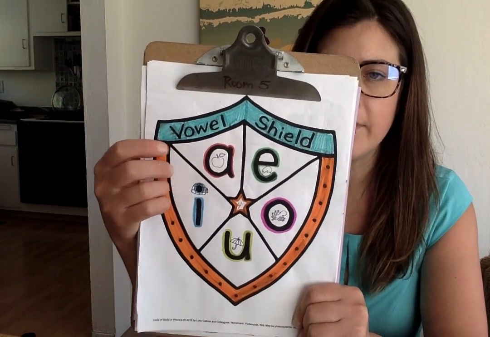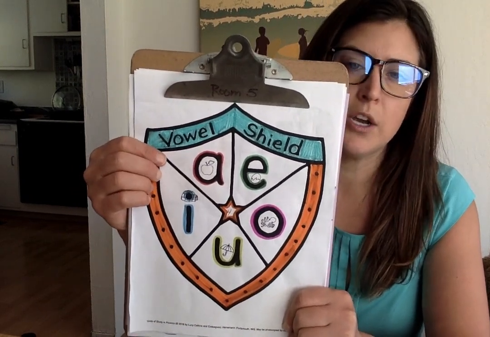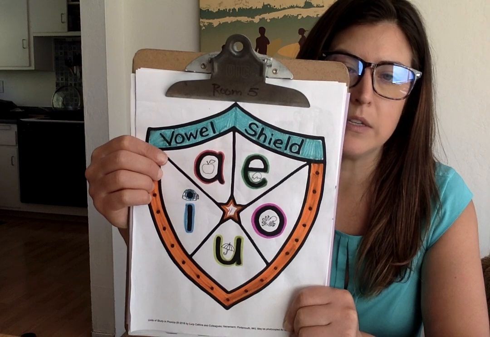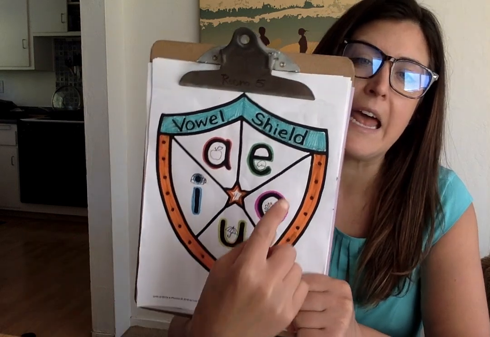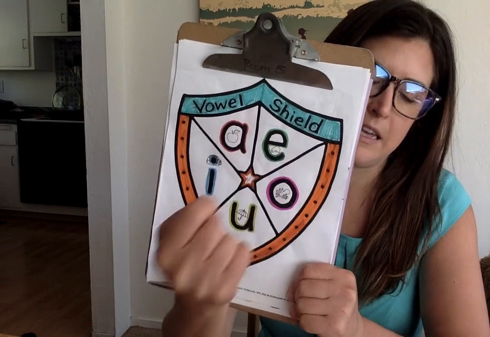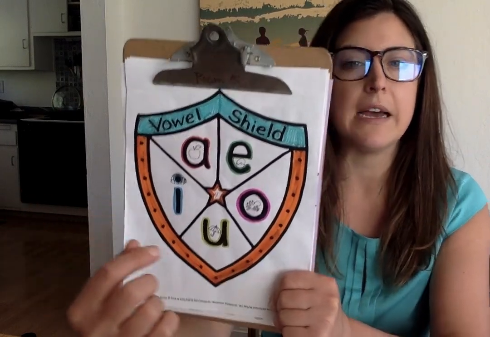Last one is the letter E. I wonder if any of you can remember what we sing in our vowel song about the red hen. Hen has E in the middle. This will be our last one.